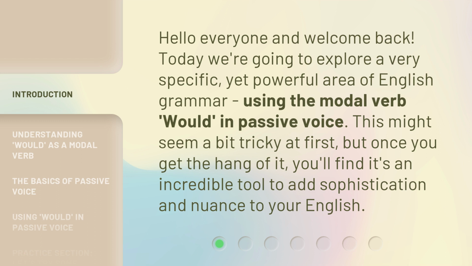Today we're going to explore a very specific, yet powerful area of English grammar: using the modal verb would in passive voice. This might seem a bit tricky at first, but once you get the hang of it, you'll find it's an incredible tool to add sophistication and nuance to your English.